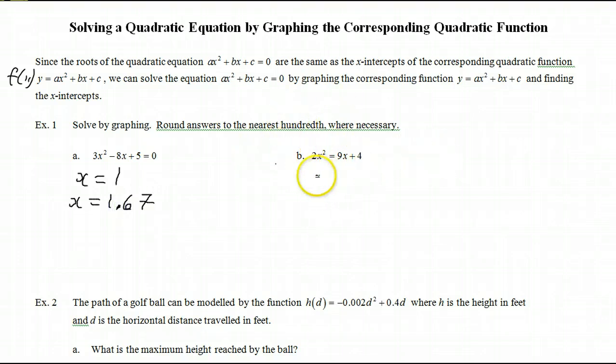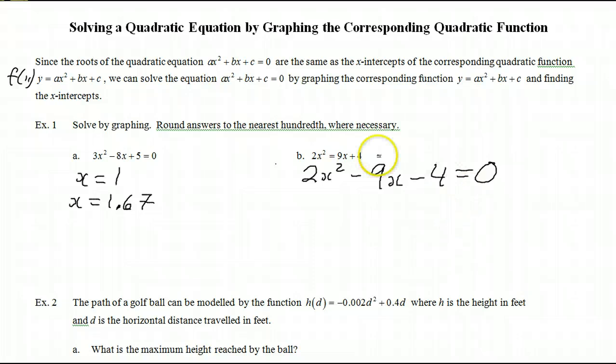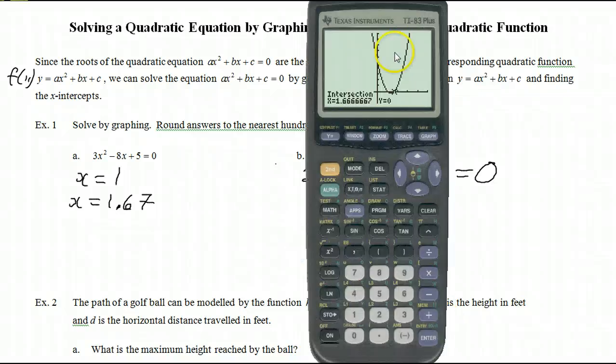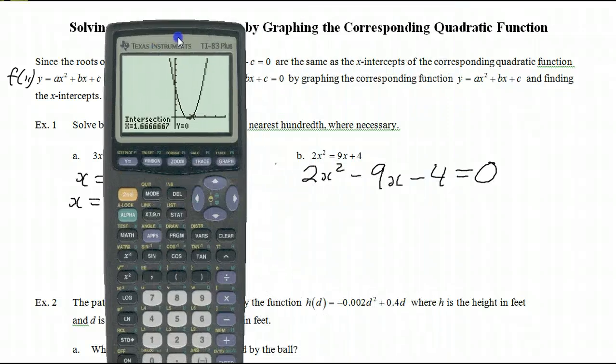2x squared equals 9x plus 4. 2x squared, let's rearrange this, minus 9x minus 4 is equal to 0. I can graph this quadratic function, 2x squared minus 9x minus 4. I'm just going to bring up the calculator. Again, we'll do this off the calculator. Let's slide it over a bit.